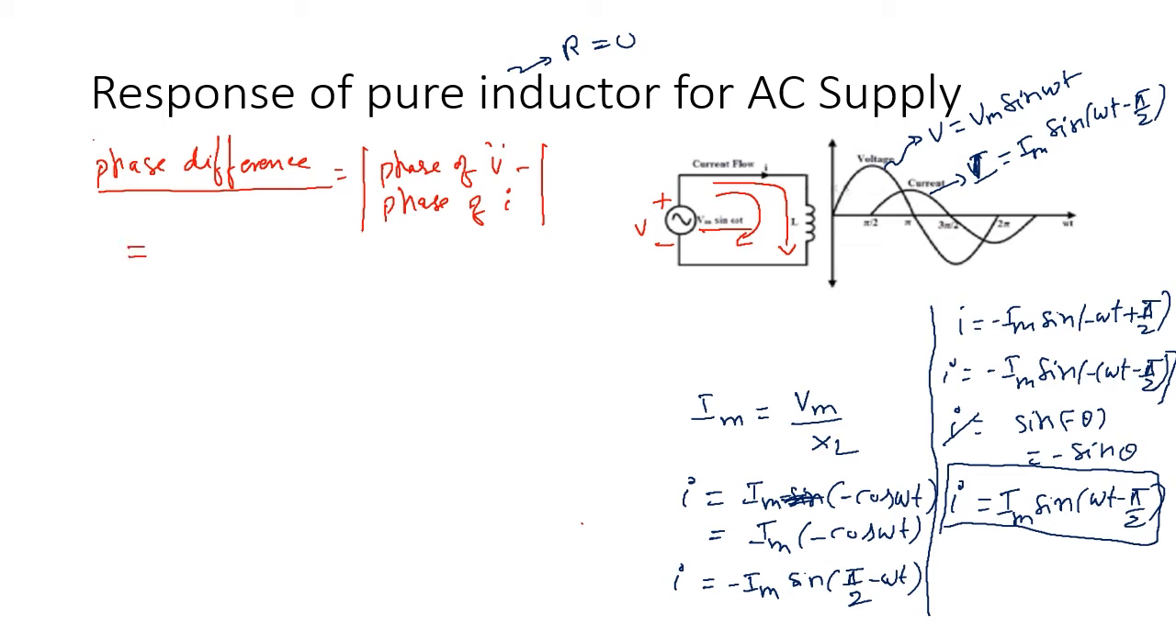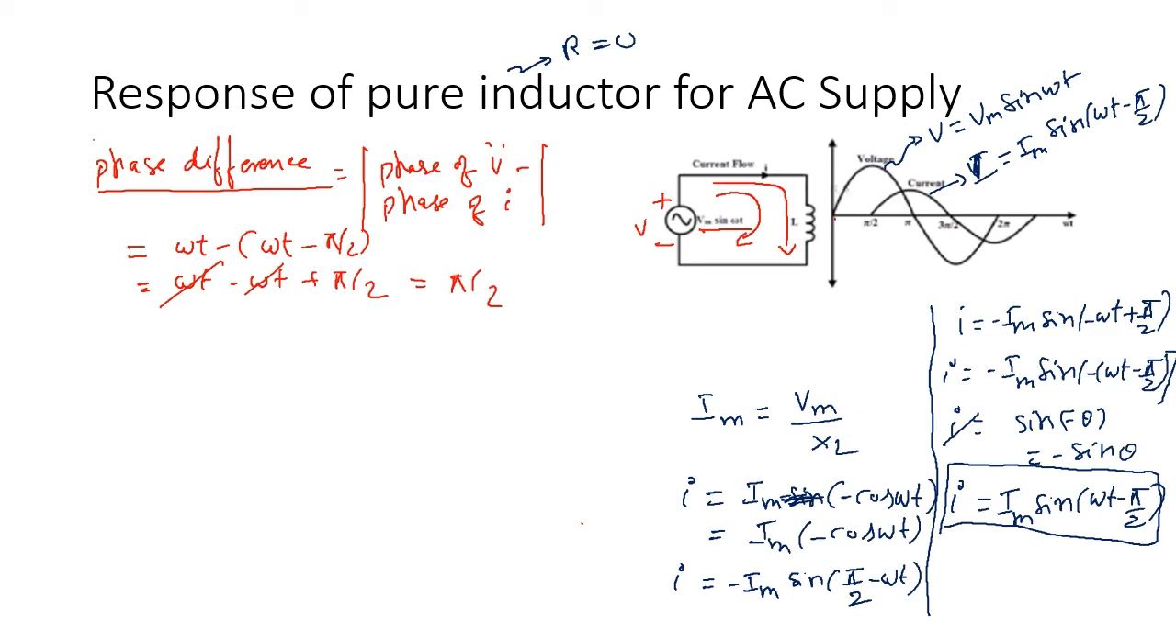So what is the phase of voltage? The phase of voltage is omega t, and the phase of current is omega t minus pi by 2. So omega t minus (omega t minus pi by 2), this gets cancelled, and you get pi by 2. So the phase difference is pi by 2 here.